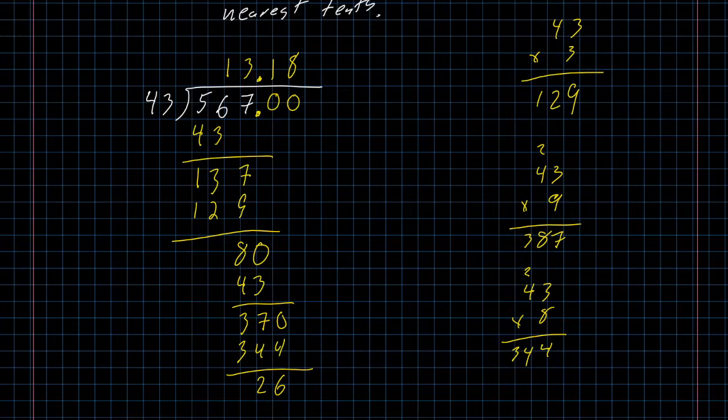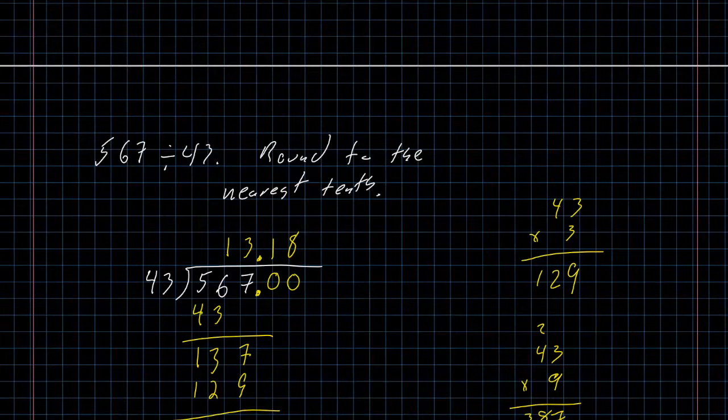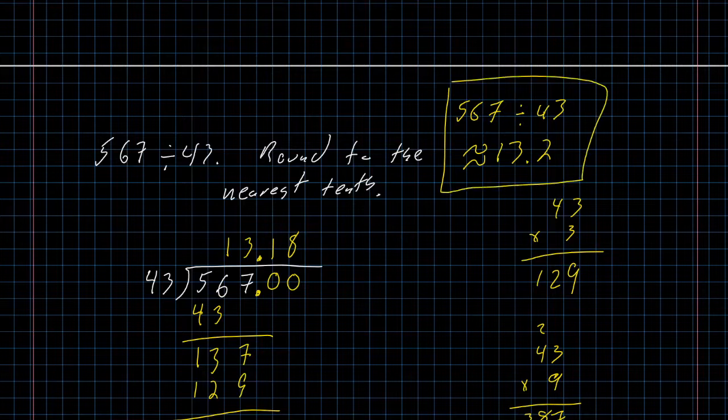And so I'm running out of space. Let me scroll back up to where the problem was actually stated. I get that 567 divided by 43 is approximately 13.2, rounding to the nearest tenth. So that's the basic idea of dividing decimal numbers.